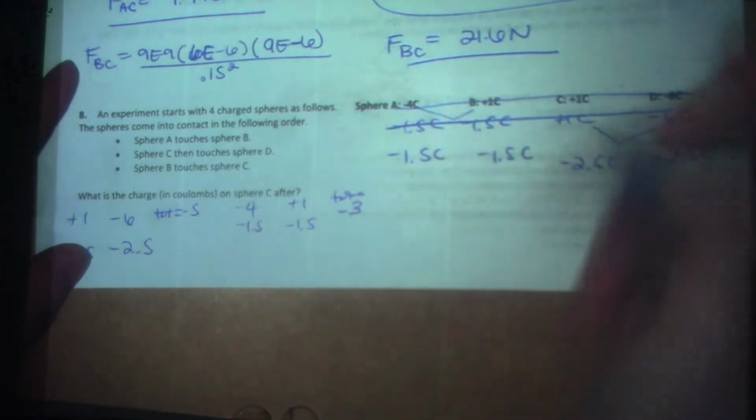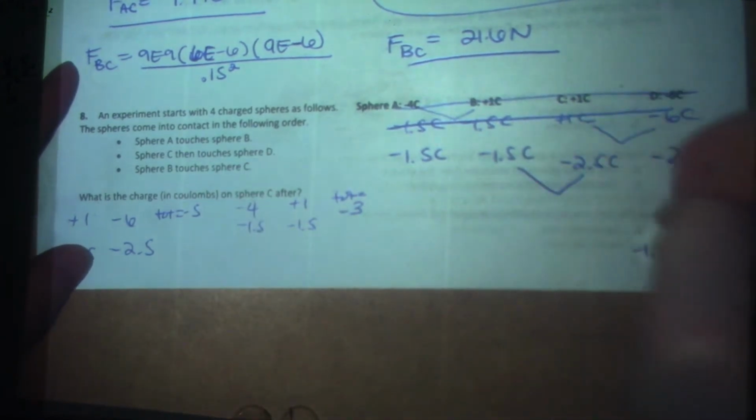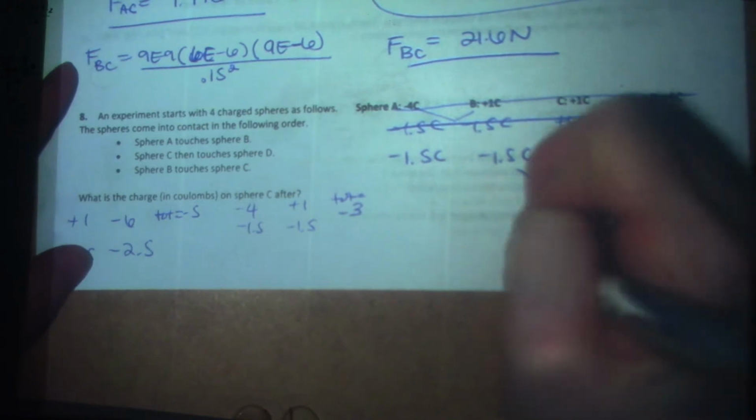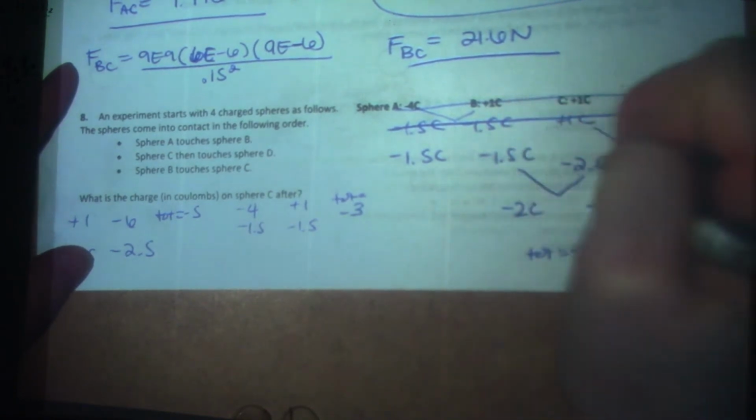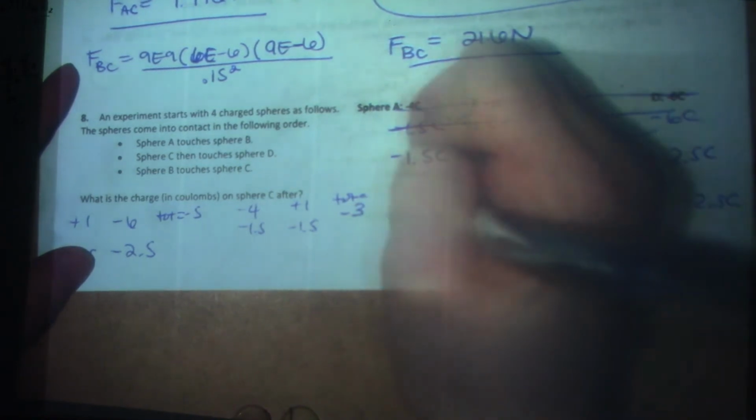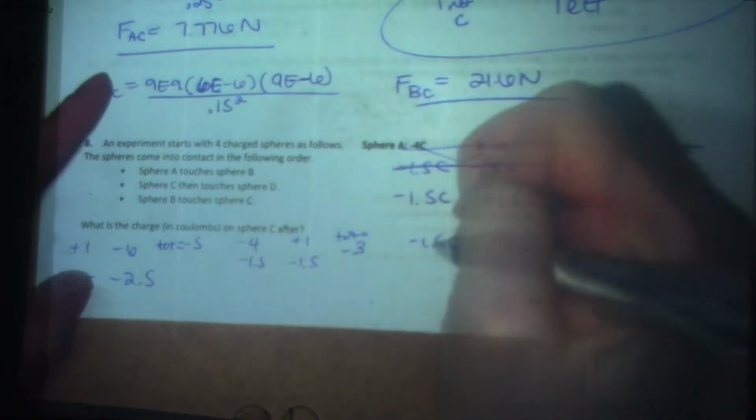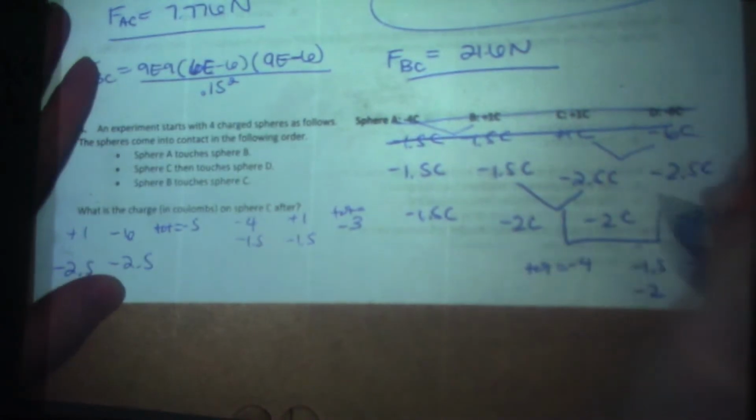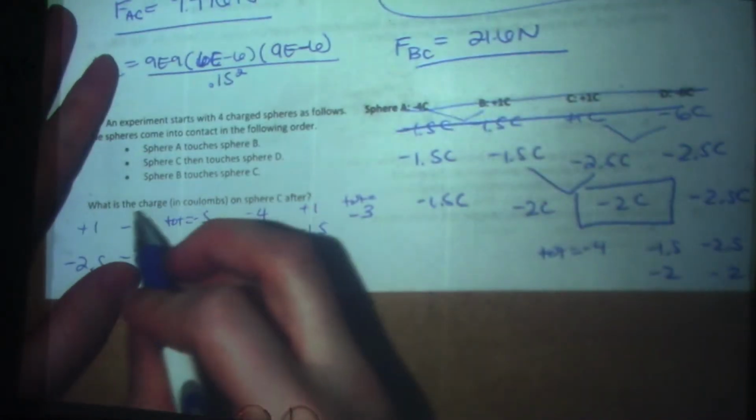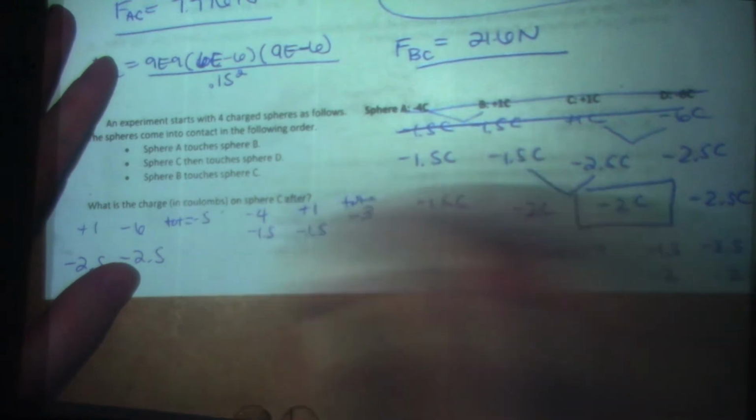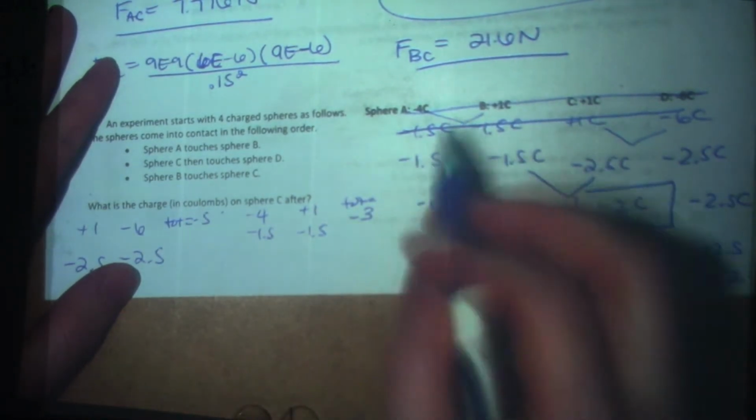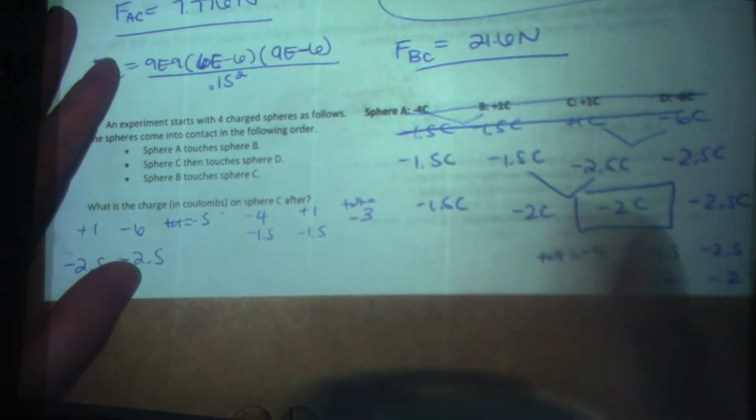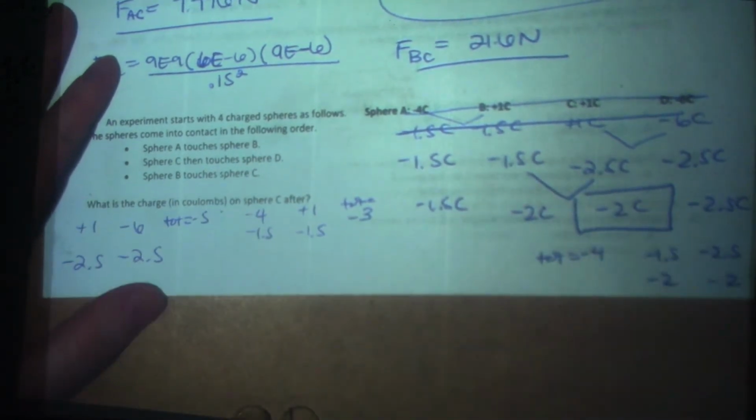And then lastly, B and C touch, so -1.5 and -2.5, that's a total of -4, so each has -2. This is the charge of all of them, and I want just sphere C, so it's -2. Now you'll notice that it asks for the charge in coulombs. I don't need to do anything to put it into coulombs because it already was in coulombs. Now if it had been elementary charge, that's when I would multiply to put it into coulombs, but I don't need to multiply because it's already in C.